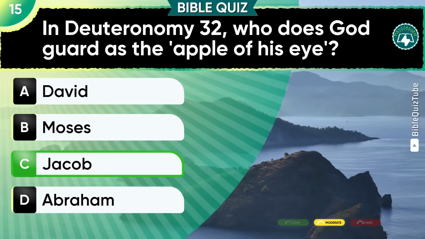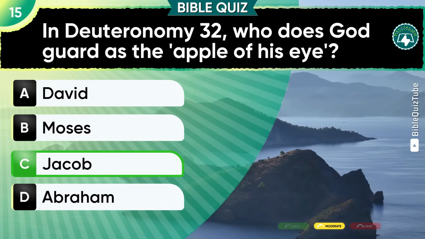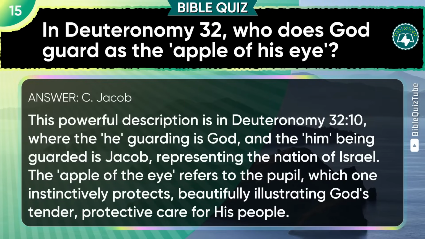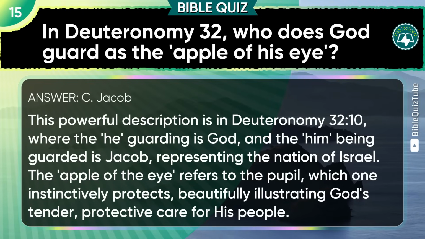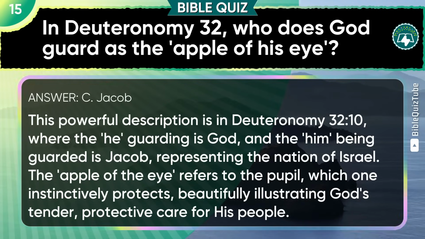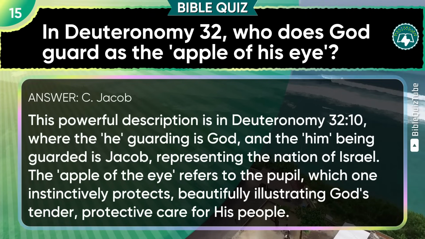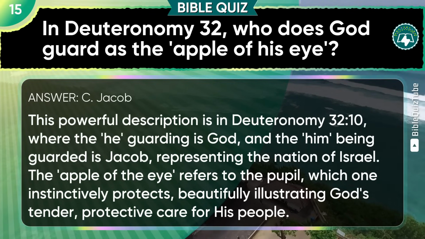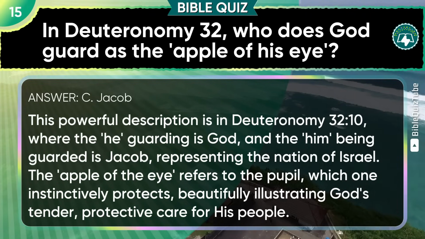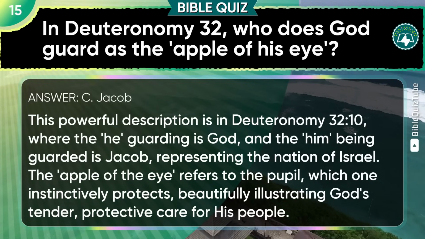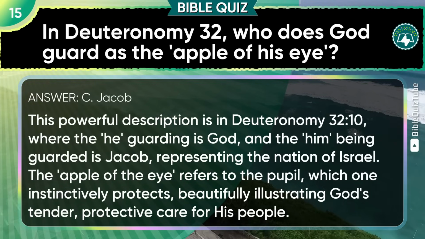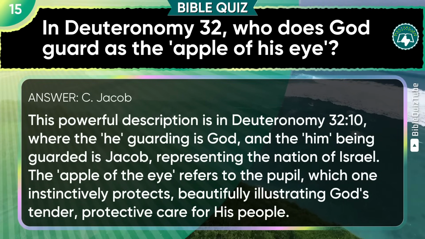Incredible! The correct answer is C. Jacob. The explanation. This powerful description is in Deuteronomy chapter 32 verse 10, where the he guarding is God, and the him being guarded is Jacob, representing the nation of Israel. The apple of the eye refers to the pupil, which one instinctively protects, beautifully illustrating God's tender, protective care for His people.